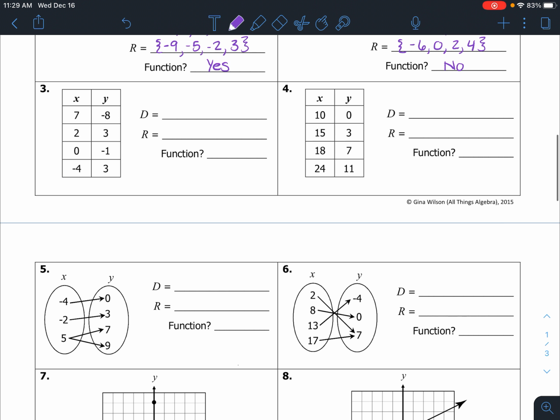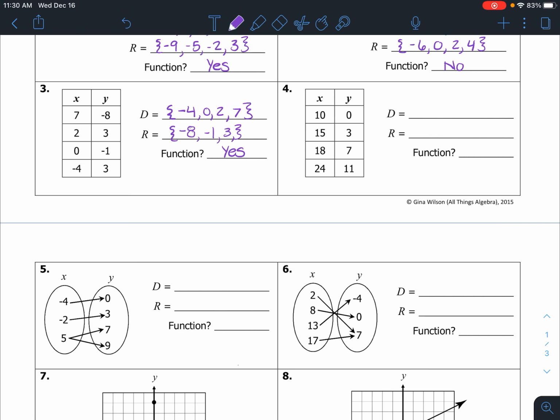Let's look at what a table would look like. Okay, our domain here is going to be our x values, smallest to largest, so -4, 0, 2, and 7. And our range is going to be the y values, so -8, -1, 3, and 3. So I don't write it twice, I just write it once. Is this a function? Do any x values repeat? No. So this is, in fact, a function.